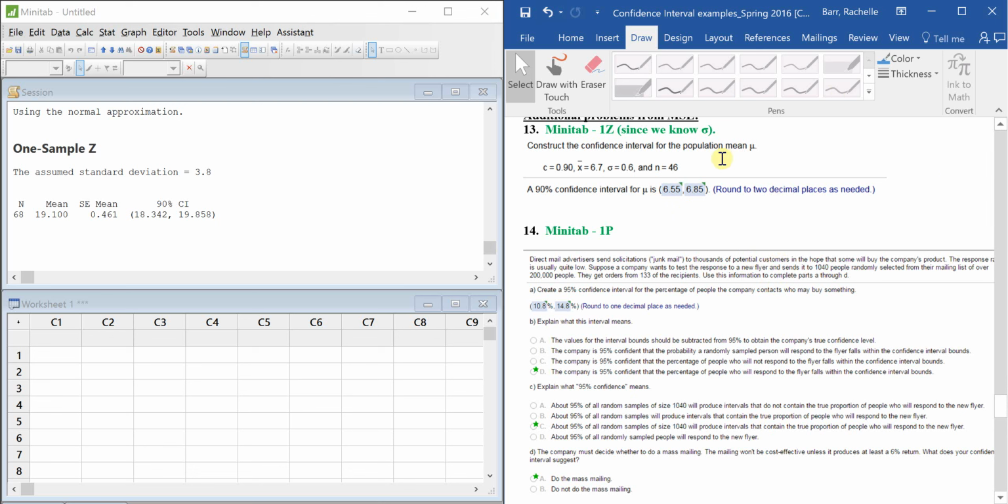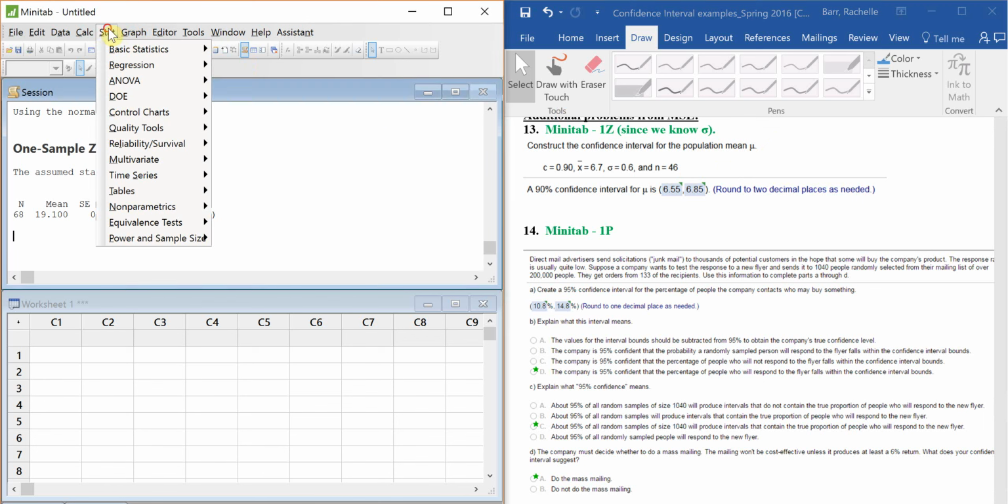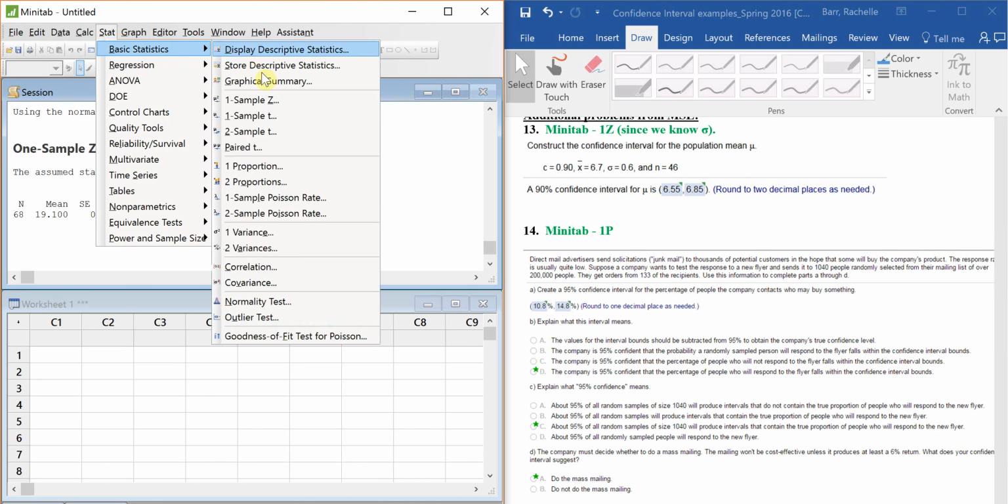So here we're going to construct a confidence interval for the mean mu using confidence level 90%, sample mean 6.7, and then population standard deviation 0.6. Population standard deviation tells us we're going to be using a z, not a t. And then there's my sample size.